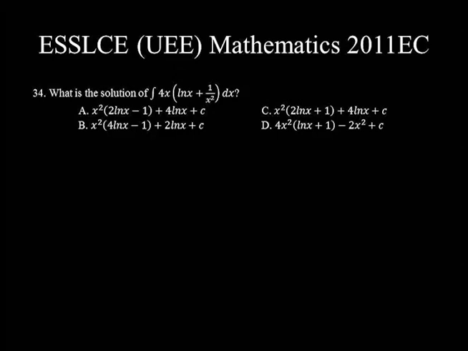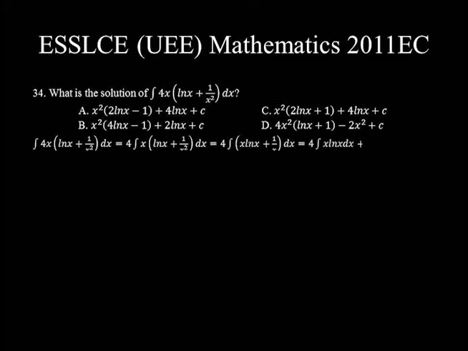Question number 34. What is the solution of the integral of 4x times ln x plus 1 over x squared dx? The integral of 4x ln x plus 1 over x squared dx is equal to, 4 is a constant, we can bring it to the front, that is 4 times the integral of x ln x plus 1 over x squared dx, which is equal to 4 times the integral of x ln x dx plus 4 times the integral of 1 over x dx. The integral of 1 over x dx is ln x plus c.